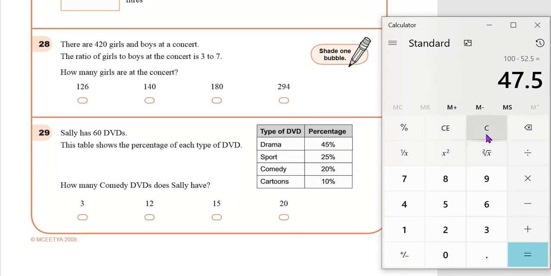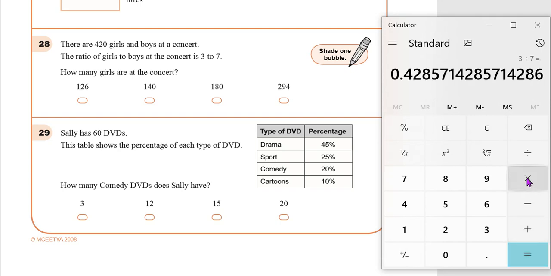There are 420 girls at a concert. The ratio of girls to boys at the concert is 3 to 7. How many girls are at the concert? There are a number of ways you could do this. You could do, I believe, 3 divided by 7. And that means it's 42% of the number. Oh, that's not quite what we're going to look for. I think clearly the easiest way is just adding those two numbers up and then figuring out how much that is out of the total.